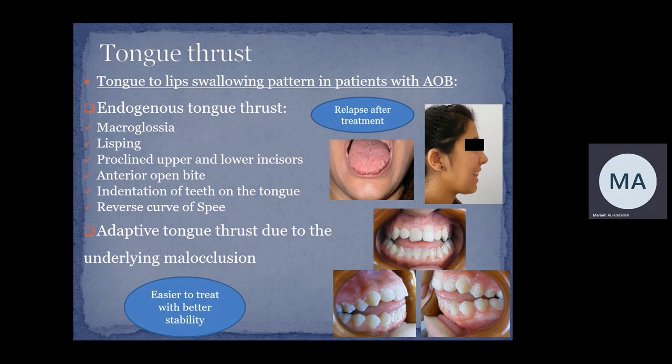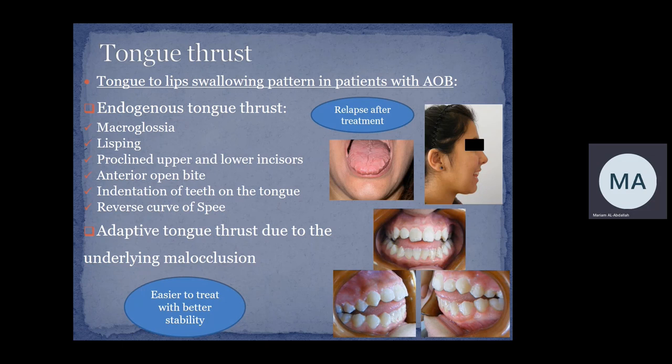Usually these patients will have very specific and classical features. They will have macroglossia, lisping, they will have proclined upper and lower incisors, anterior open bite, indentation of teeth on the tongue, and a reverse curve of speech. At rest, the tongue is usually resting between the incisors. At rest, you can see the patient is smiling, the patient is at rest, the tongue is always there. So this is endogenous tongue thrust.